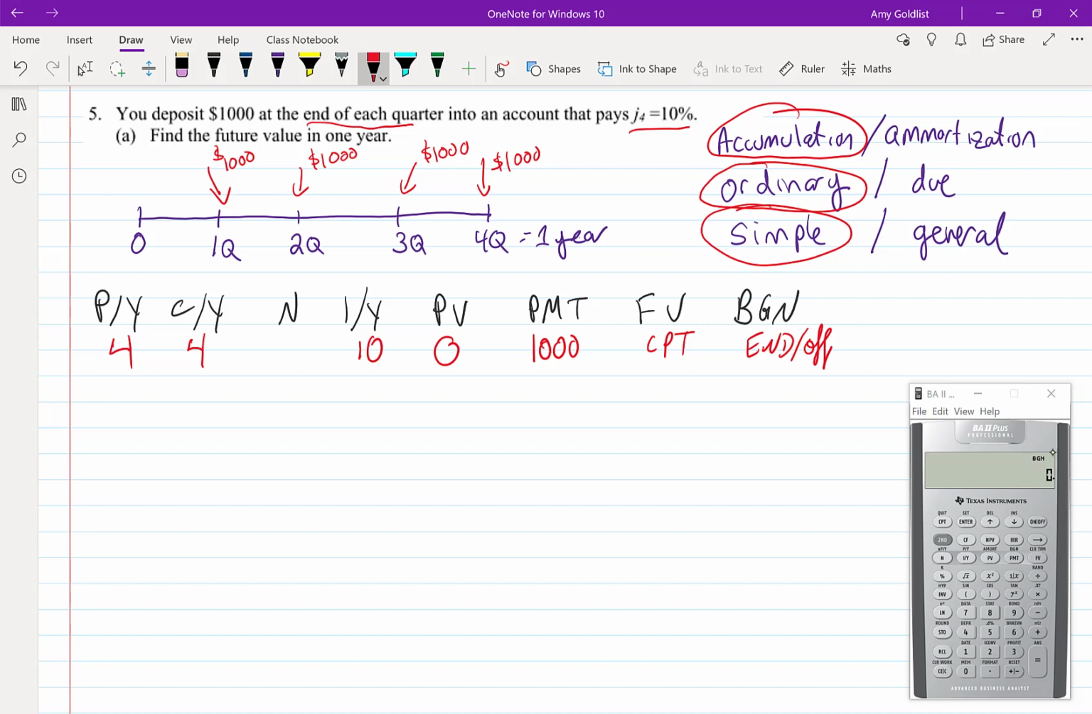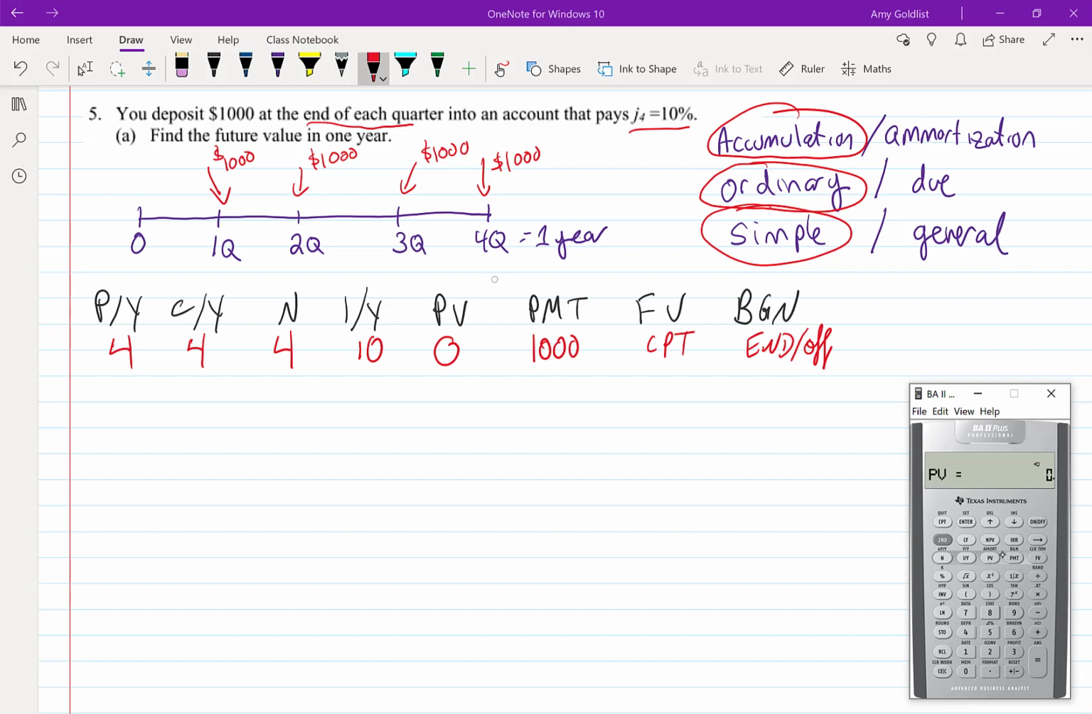Look at my calculator. Note that begin is still on from the last thing I did, so I'm going to start by going second, begin, second, set, and clearing that, making sure it's not on there. Then I'm going to fill in everything in the calculator, making sure that PY and CY are the same. N is 4 quarters in 1 year. 10 IY, our payment is $1,000.